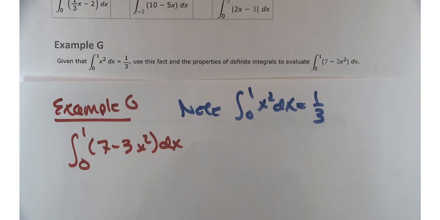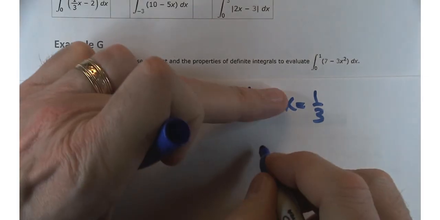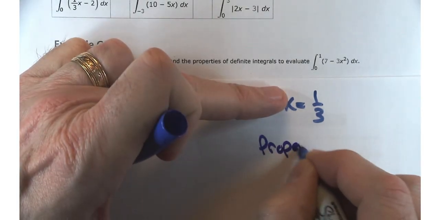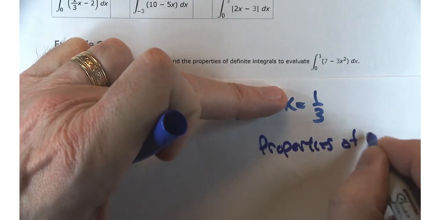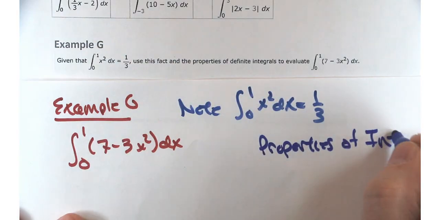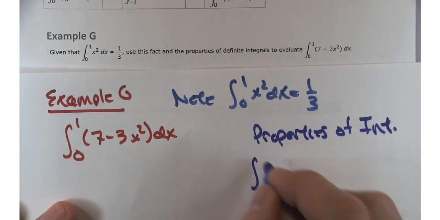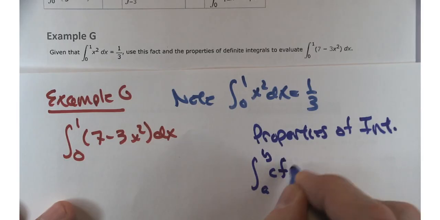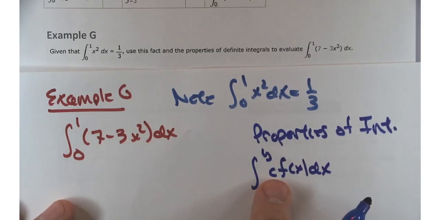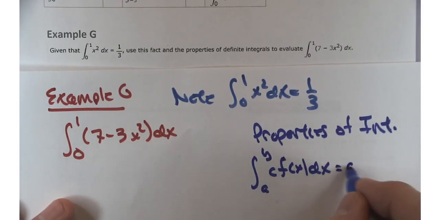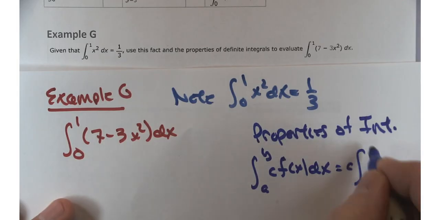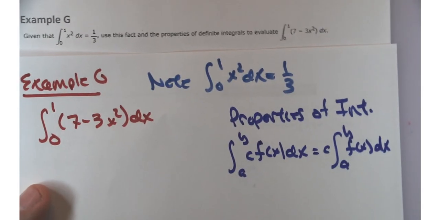Let me briefly sketch out what those properties are. Properties of integrals. The integral from a to b of a constant times f of x dx. That constant can come out in front. So it's going to be c times the integral from a to b of f of x dx. So that's kind of nice.